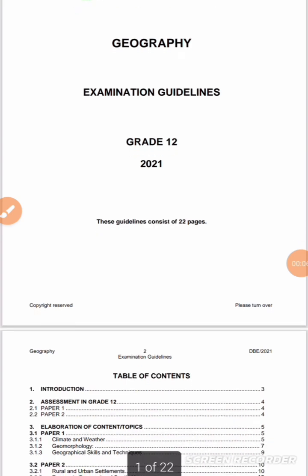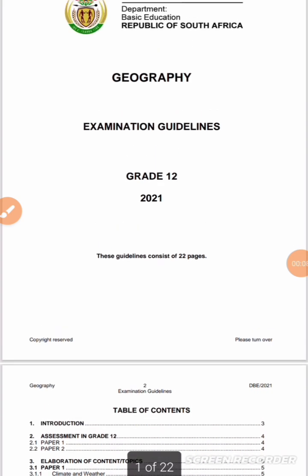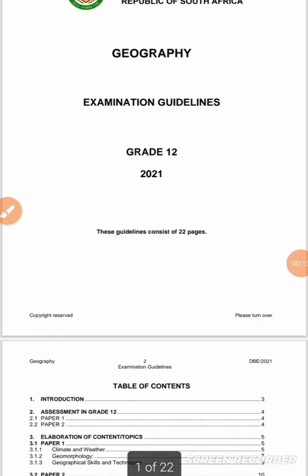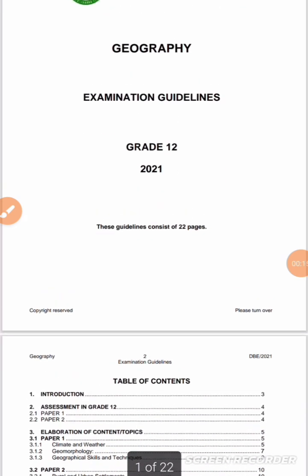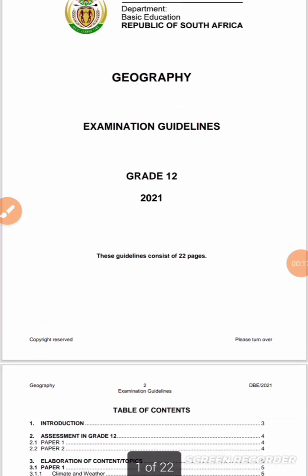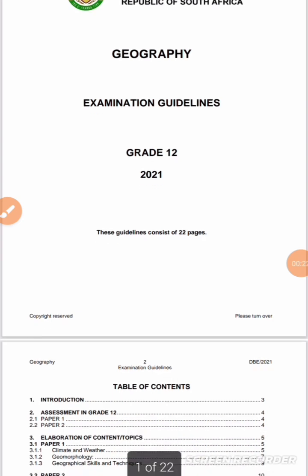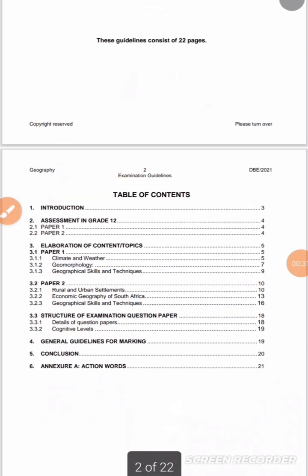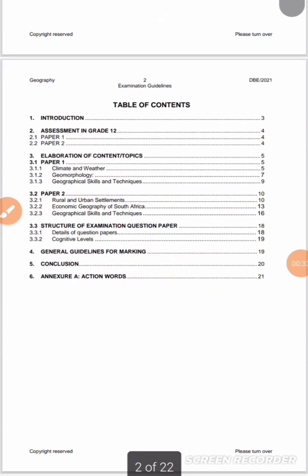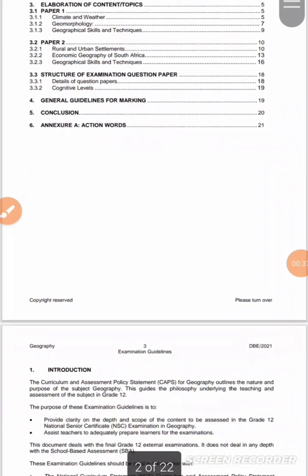Today we're going to be doing geography, starting from the beginning, term one work. So firstly, you must make sure that you use the exam guideline for 2021. But for those who are going to be doing matric in 2025, there will be some changes in this exam guideline, but we can use this one now.